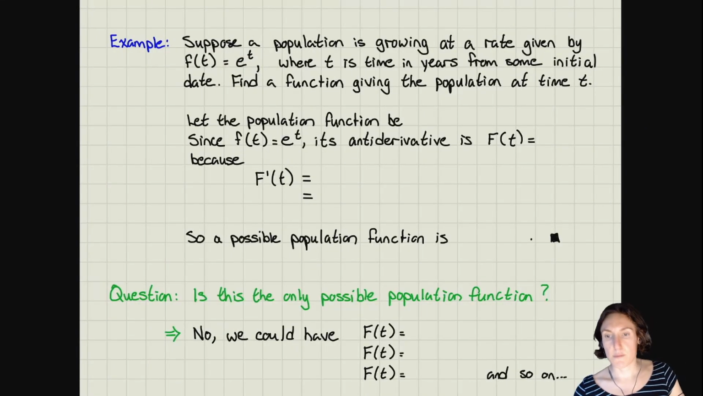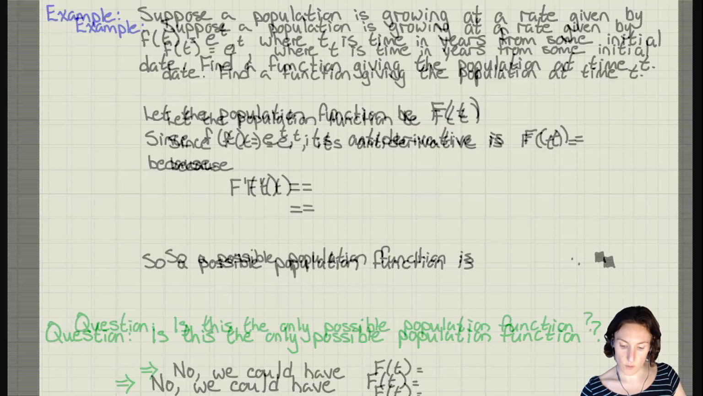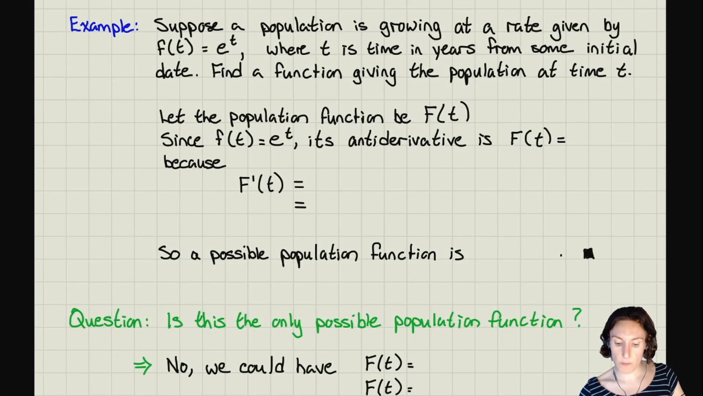Okay, so what type of examples would you get? This is a simple example. Suppose that the population is growing at a rate given by little f of t equal to e to the t, where t is time in years from some initial date. We want to find a function giving the population at time t. So let the population function be capital F of t. We're told it is growing at a rate given by this, so finding the total population at a given time corresponds to the antiderivative.